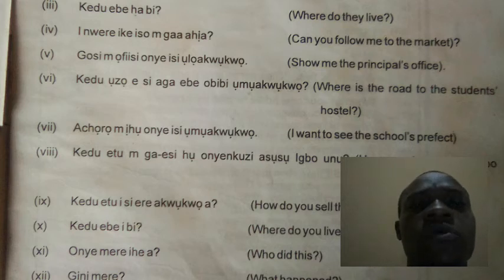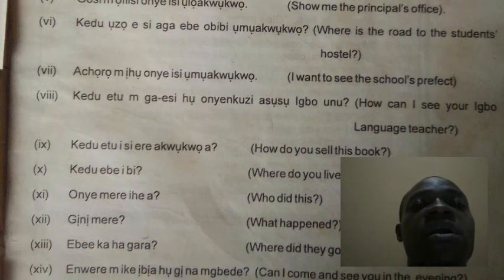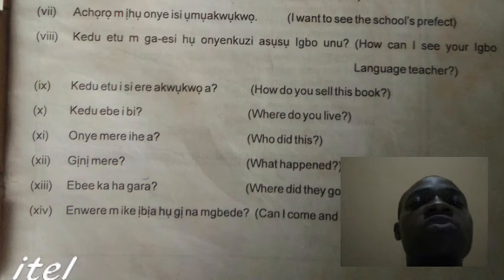Gosim ofisi onye isi ụlọ akwụkwọ. Gosim ofisi onye isi ụlọ akwụkwọ. The next one. Kedu ụzọ esi aga ebe obibi ụmụ akwụkwọ? Okay. The next one. Achọrọ m ịhụ onye isi ụmụ akwụkwọ. The next one. Kedu etu m ga-esi hụ onye nkuzi asụsụ Igbo unu?